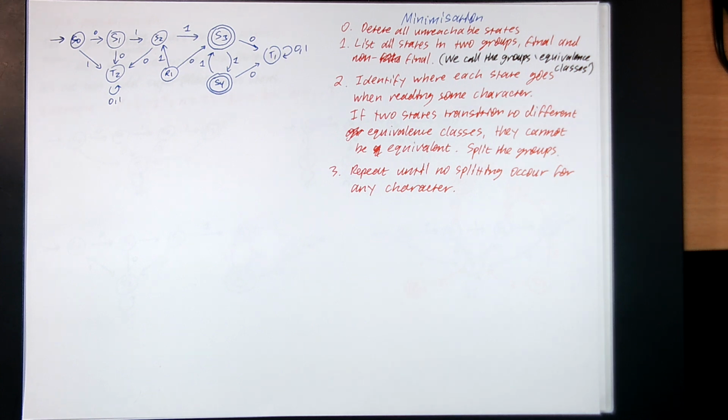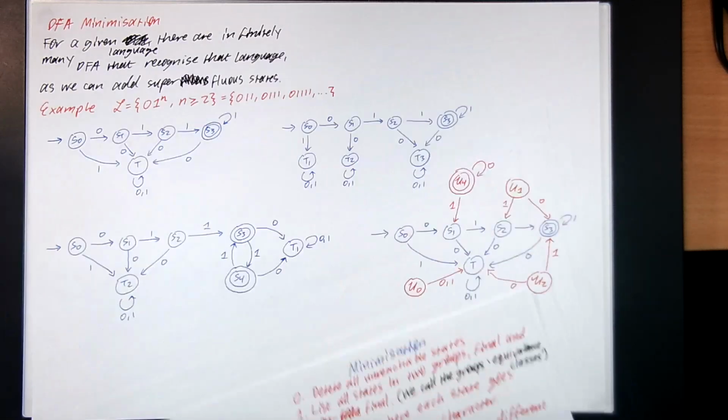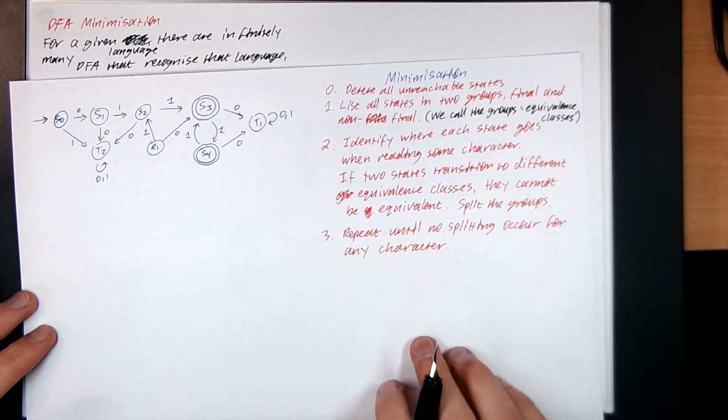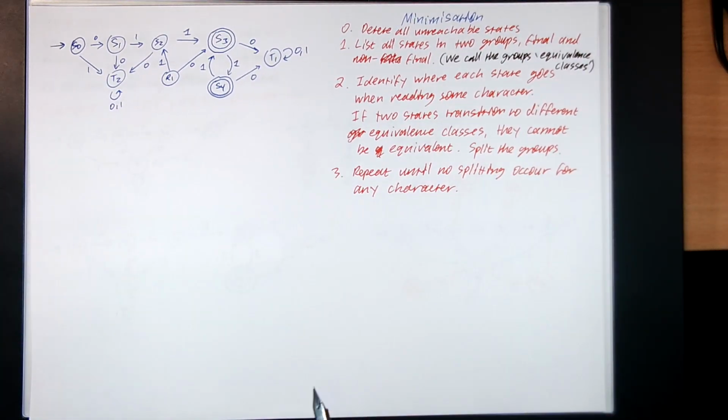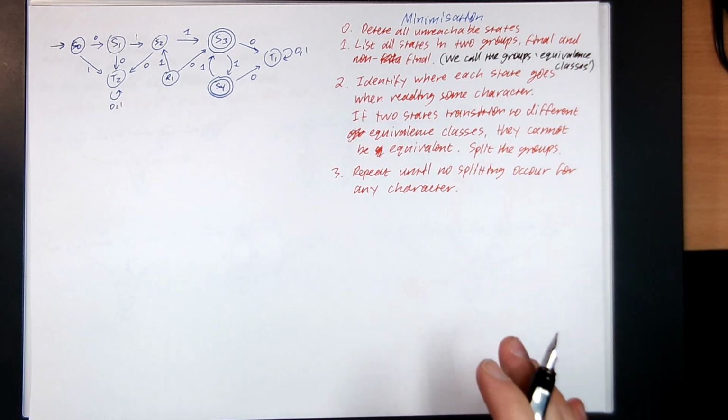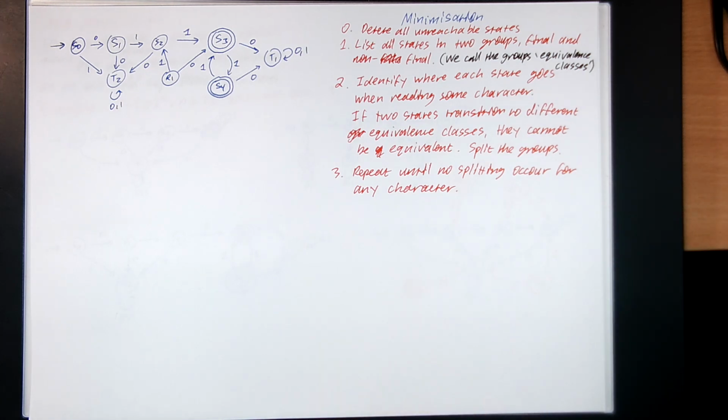Okay, so now I'm going to describe the actual algorithm for minimizing a DFA. So here's my DFA. It's very similar to the one before, but I've added an extra state here, R1. So the very, very first step you do before even running the algorithm, to make your life easy, you should immediately delete any unreachable states.